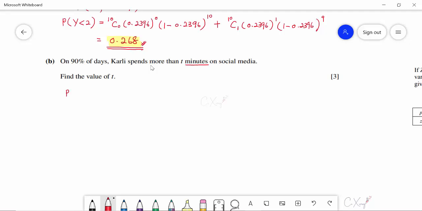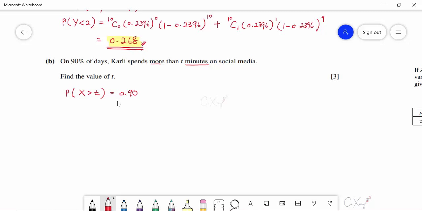So if you try to translate it into symbol form, it will be x. X is the time span, right? More than 3 minutes, so more than t. And what is the probability? It is equal to 90%, which is 0.90. So this is the information given, and they actually want you to find the value of t here. So now from here, we want to continue and try to get the value of t.